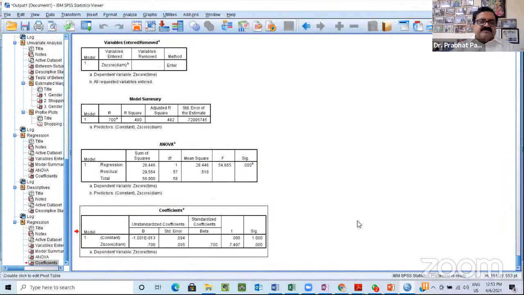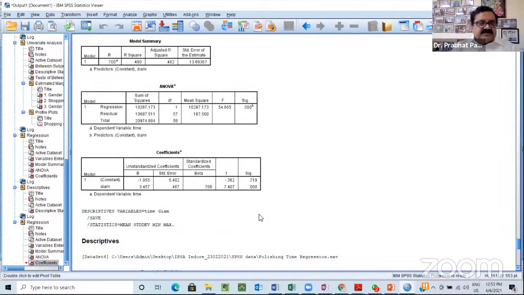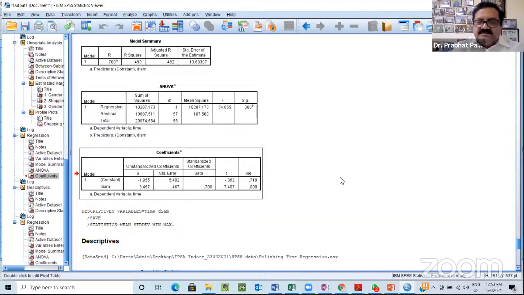Look at the coefficient. On both the standardized side and the unstandardized side, the beta coefficient is 0.7. Did you see that? And therefore, if we go back to our original calculation, you see the standardized coefficient beta is 0.7, right?